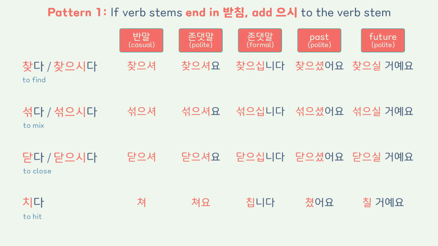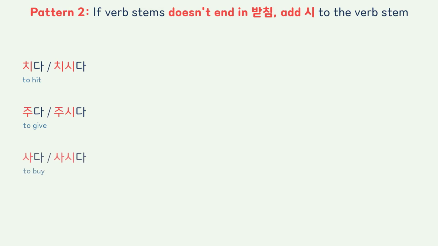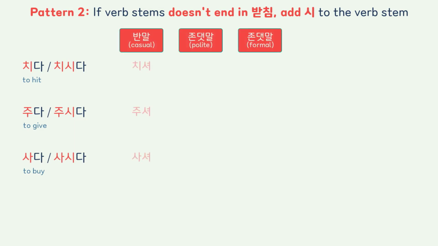Okay, so let's now look at the second pattern. When a verb stem doesn't end in a 받침, we add 시 to the verb stem. Here are some examples. 치다, 치시다. 주다, 주시다. 사다, 사시다. And the way we change these verbs into casual, polite, and formal forms is exactly the same, as the verb stems still end in the vowel 이.